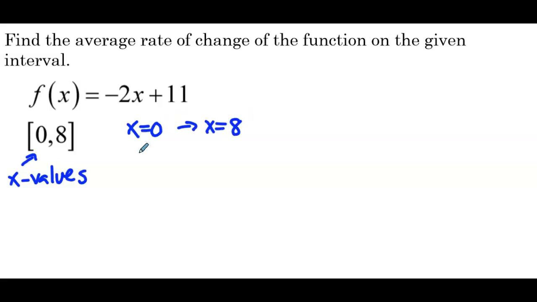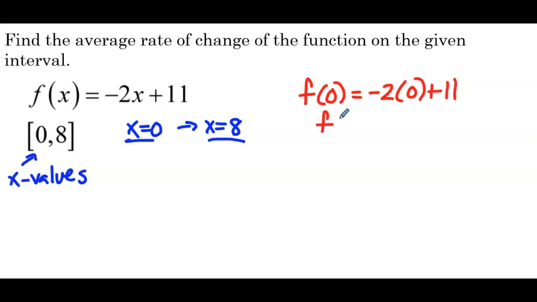Well, in order to figure that out, we need the y values, or the output of the function at x equals 0 and at x equals 8. So we'll start by finding those two outputs. So if we input 0 into our function, we substitute 0 in for x, so we have negative 2 times 0 plus 11. So f of 0 is equal to 11.